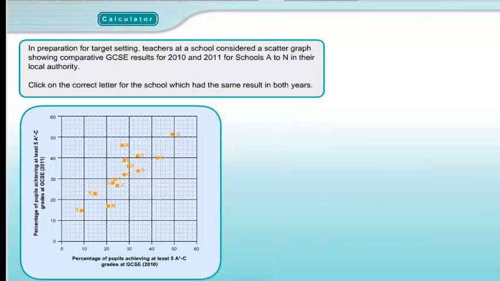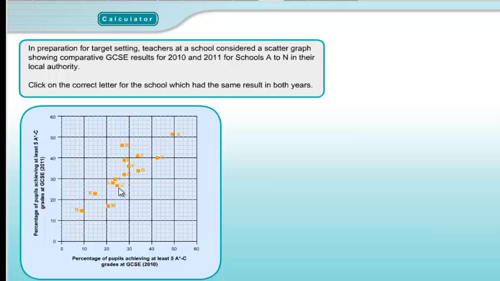In question 11, we've got a scatter graph, and we've been asked to click on the correct letter for the school which had the same result in both years. So that's 2010 and 2011. The school we're looking for will lie on the line that goes through the diagonal of 0,0, 10,10, 20,20, 30,30.